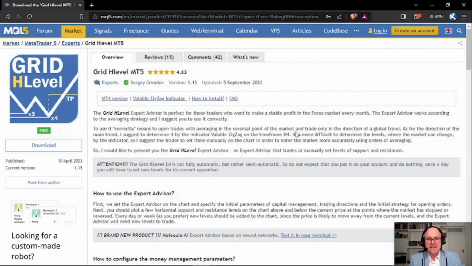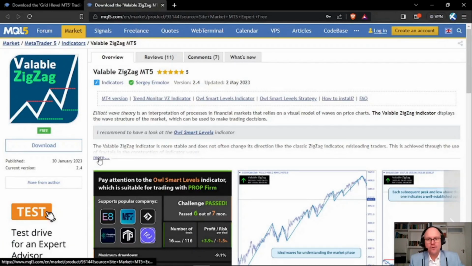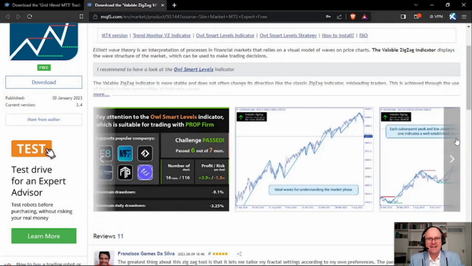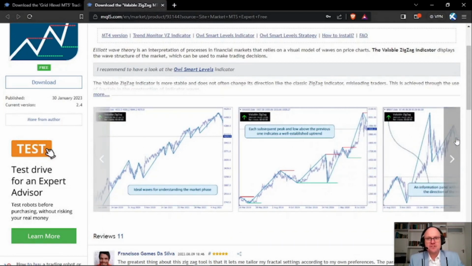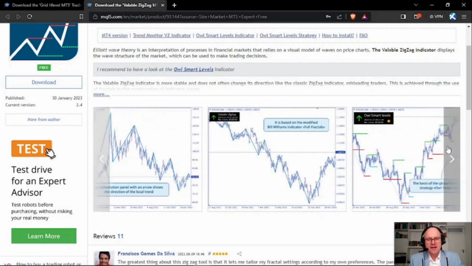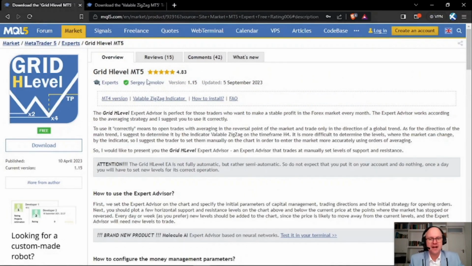For the global trend, the expert advisor uses an indicator called the Valuable ZigZag on the H4 timeframe. So let's take a closer look at that, which forms a part of the Elliott wave theory and is a process that sees the market in waves rather than just a straight line. Now, the idea of the indicator is to display the wave structure of the market, so this can help you to make better trading decisions. And the idea behind using these levels is to then determine where the support and resistance zones might be and to trade from these zones.